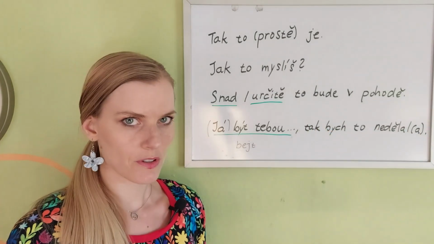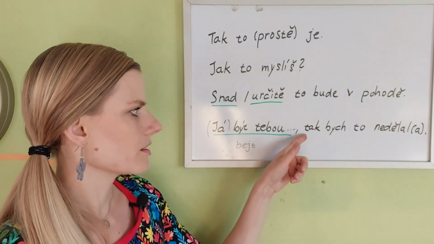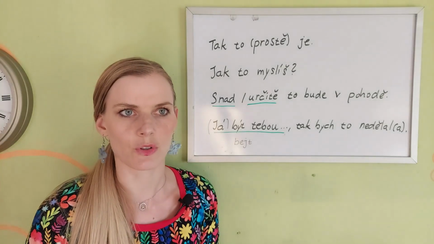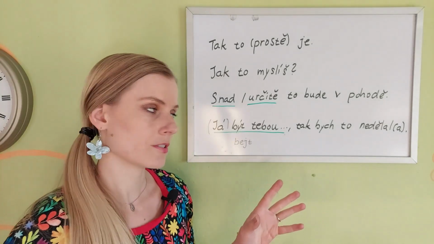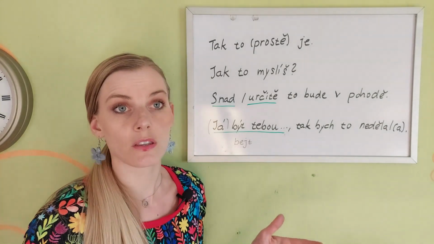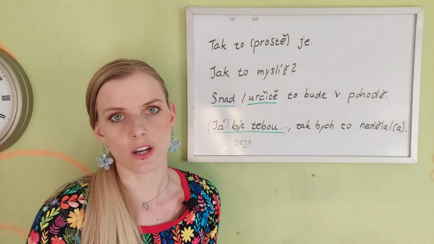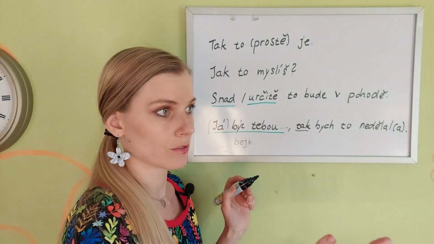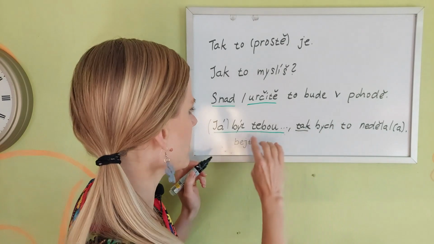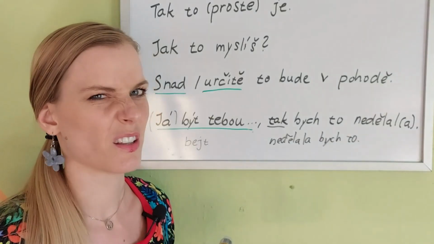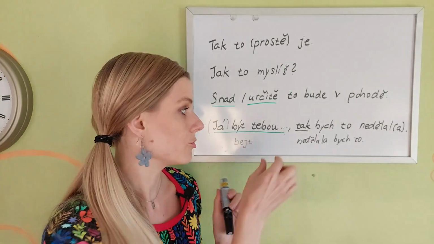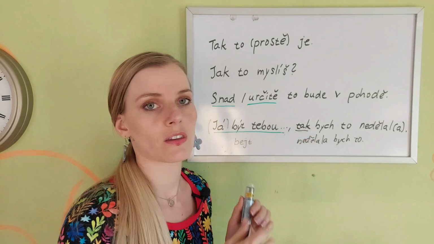In one of my previous videos, I also mentioned the presence of tak, which we like to use in the conditional clauses. And it doesn't have to be there, but we like to add it in spoken Czech. Here, if we decide to leave it out, it would change the word order. It would be nedělala bych to, být tebou nedělala bych to. But it's more common to connect these two parts with tak.